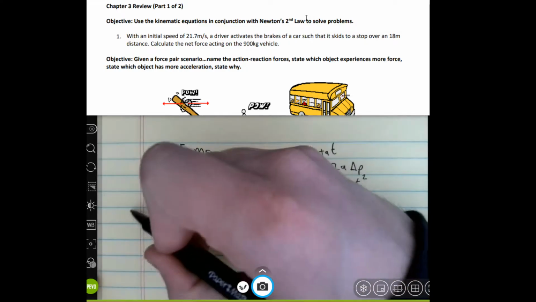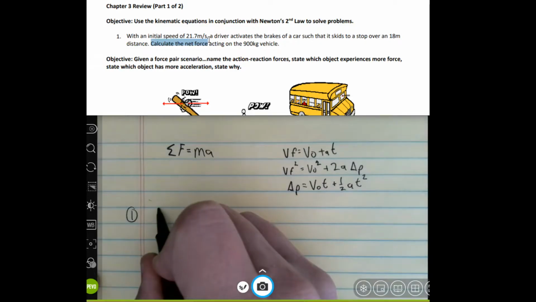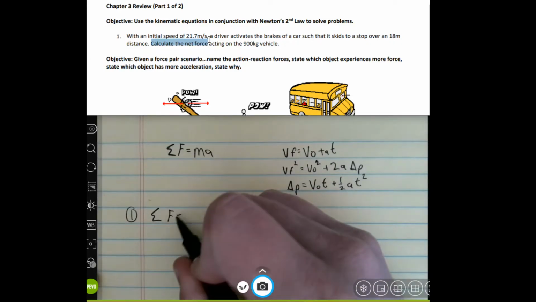Let's apply it to the problem at hand, which is, with an initial speed of 21.7 meters per second, a driver activates the brakes of a car such that it skids to a stop over an 18-meter distance. Calculate the net force acting on the 900-kilogram vehicle. I'm going to write down everything they gave us here. They said calculate net force, so I'm going to remember that by writing sigma F equals question mark.